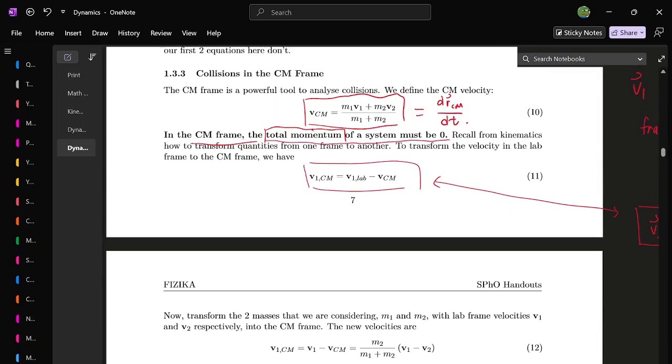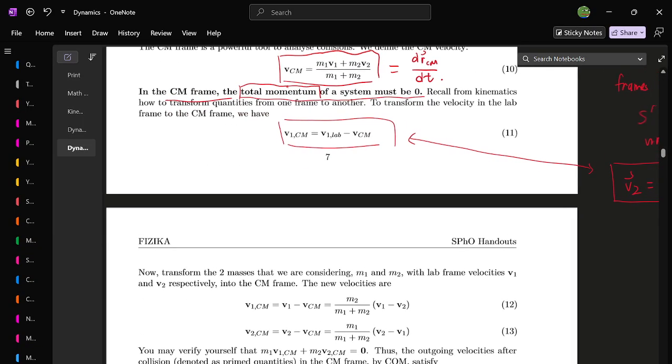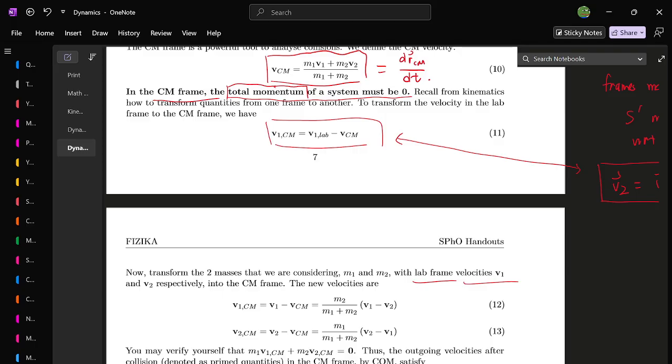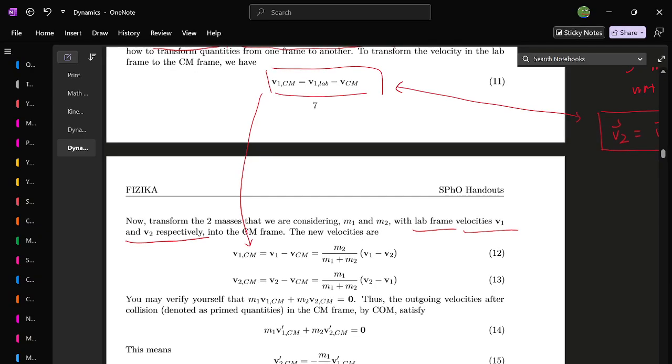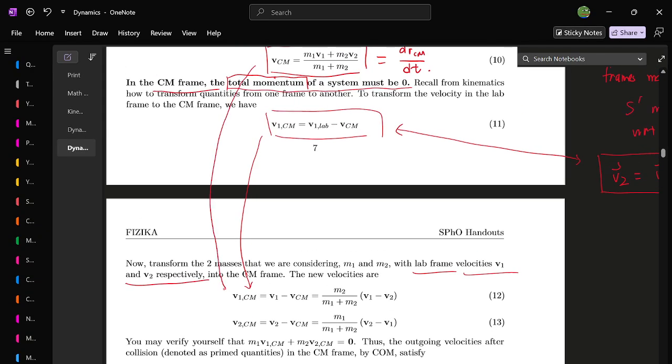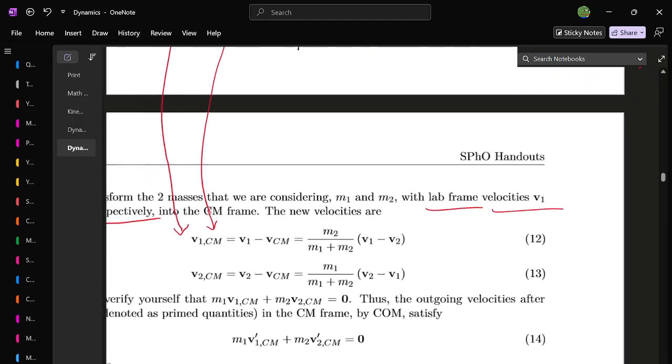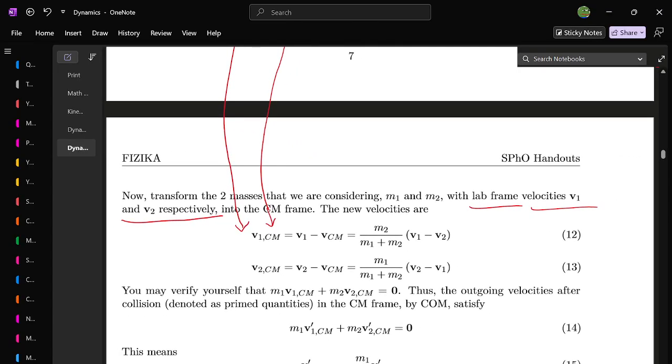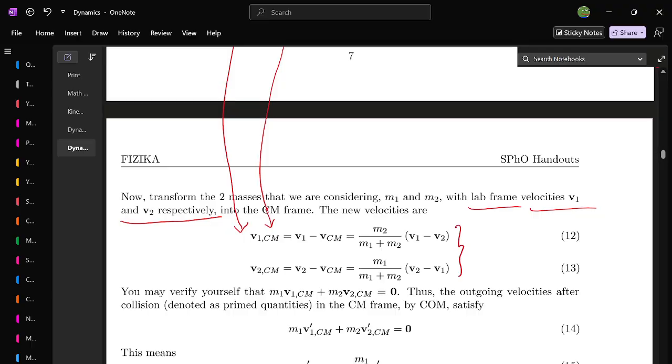So let's say we have two masses here, M1 and M2, and they have lab frame velocities V1 and V2 respectively. Now we want to make them into the CM frame, right? So we can simply use equation 11 here and plug it in for V1 and V2, then we can find V1 CM and V2 CM. There's nothing fancy here other than just using this and using that. Now at this point, it is worth verifying that the total momentum is zero. You can see here that with these two, m1 v1 CM plus m2 v2 CM is actually equal to zero. So total momentum is indeed zero in this frame.